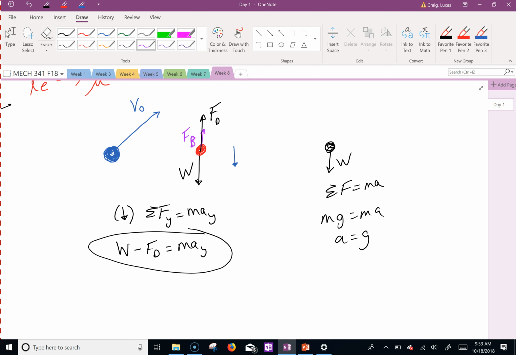Buoyancy, though, do you remember that equation? Not off the top of my head. I'm just doing it in fluids right now, so I know it. Density of the fluid, which is air, which is what? The standard conditions.